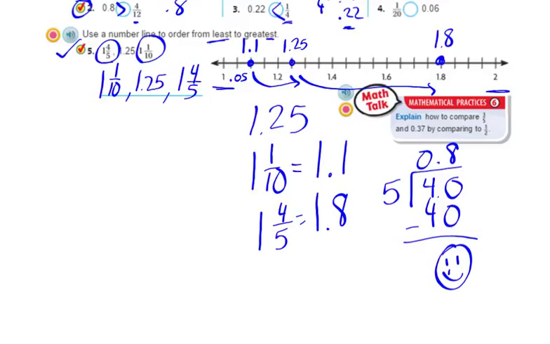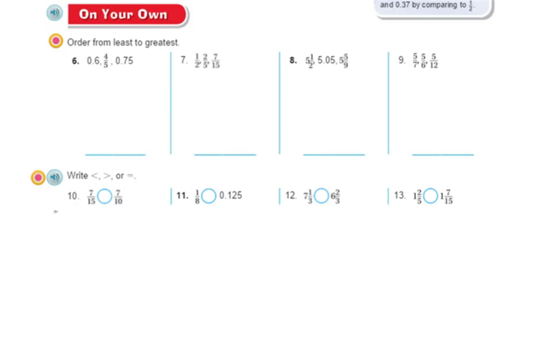Okay, in case you haven't noticed, we've pulled on our knowledge of how to change a fraction into a decimal and how to change a decimal into a fraction in order to compare and order. What I'd like you to do now is go ahead and look at the bottom of the page here, the on your own section. I would like you to answer a couple of questions independently, and then we'll go over these answers when we check the work tomorrow.